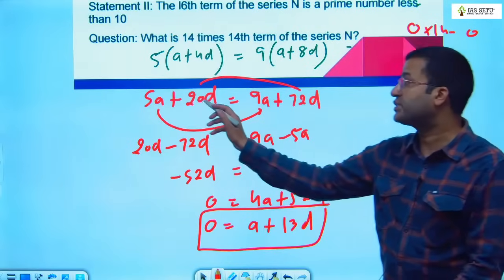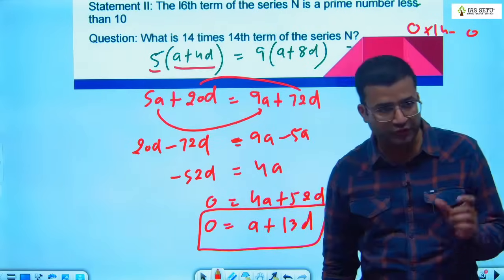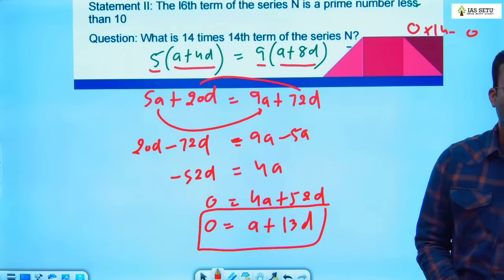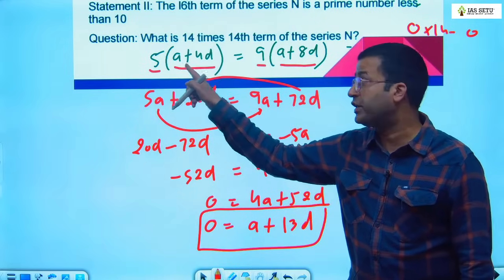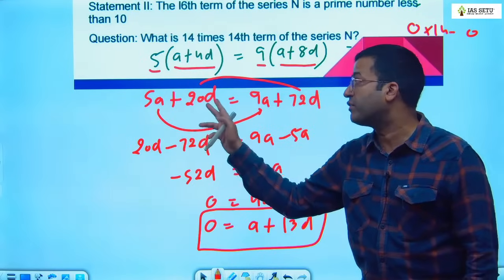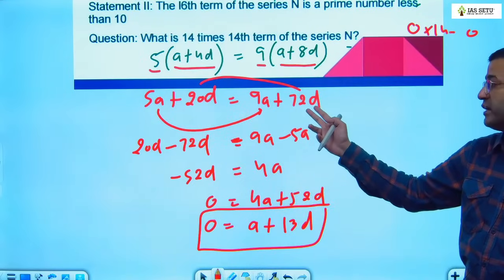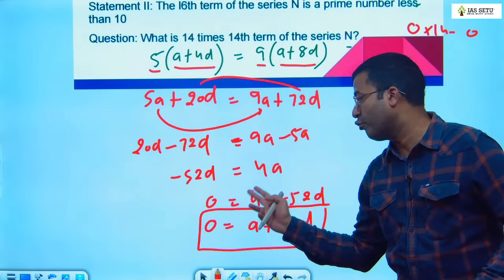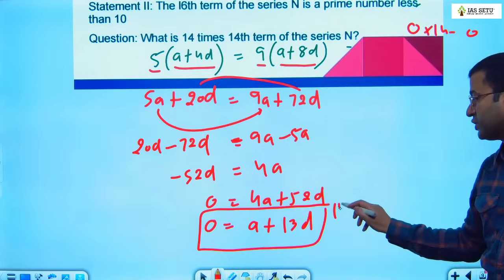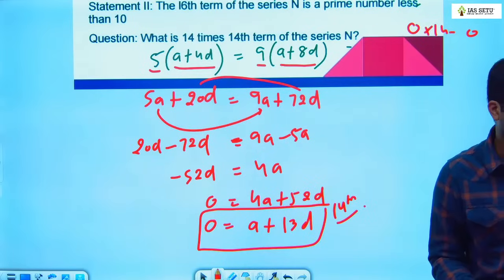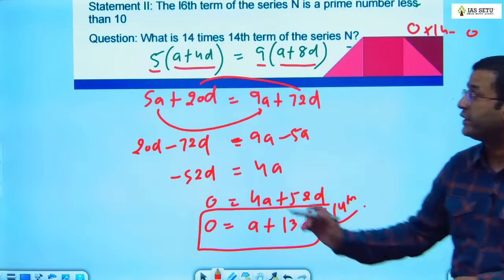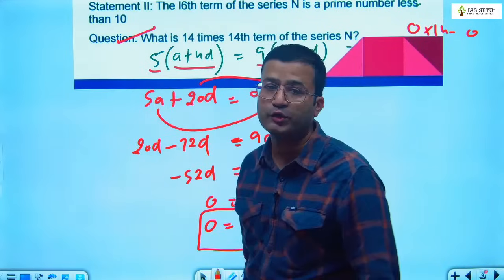I repeat, statement number 1 is 5 times the 5th term is equal to 9 times the 9th term. So what is the fifth term? A plus 4D. 5 into (A plus 4D), 9 into (A plus 8D), we get 5A plus 20D, and 9A plus 72D. So here you find 4A plus 52D is 0, so A plus 13D is 0, which is nothing but the 14th term itself. So if the 14th term is 0, 0 multiplied with 14, we get 0 only. So here we can answer this question by using the first statement.